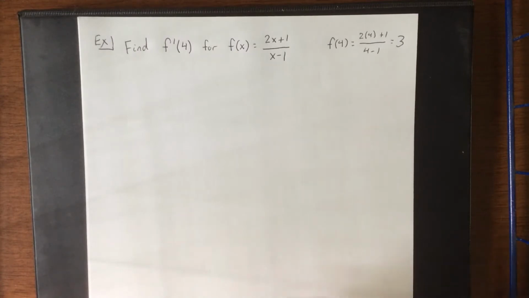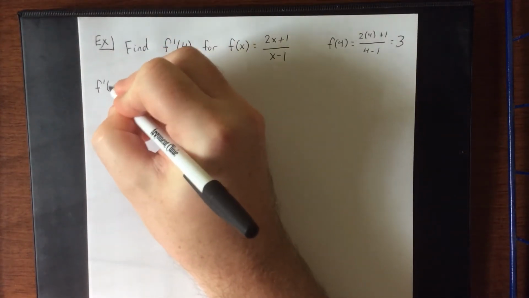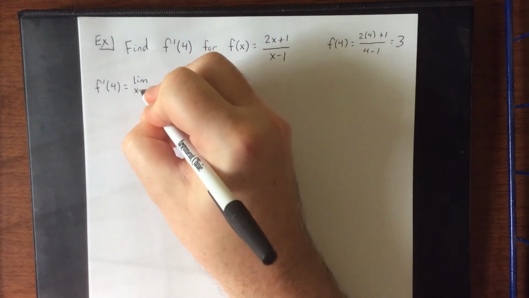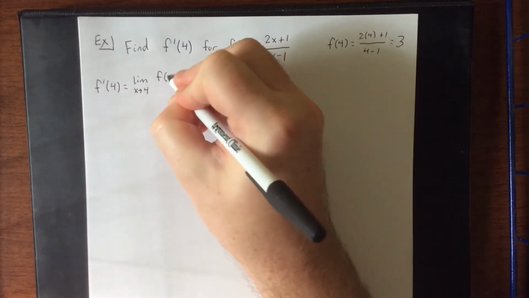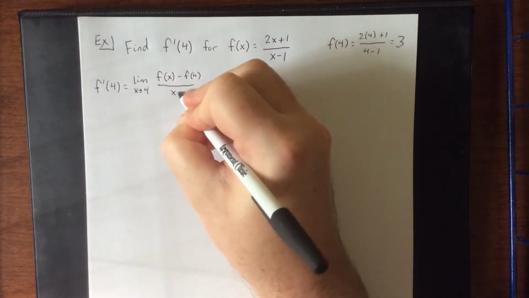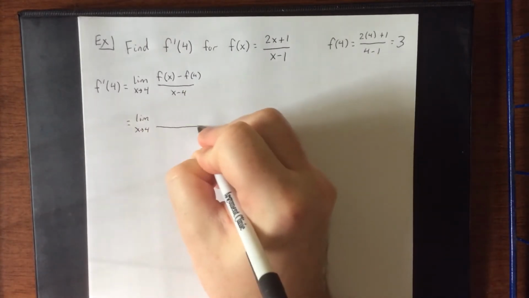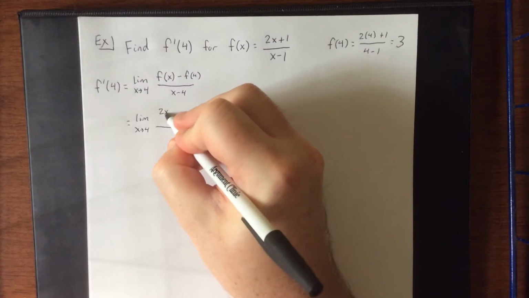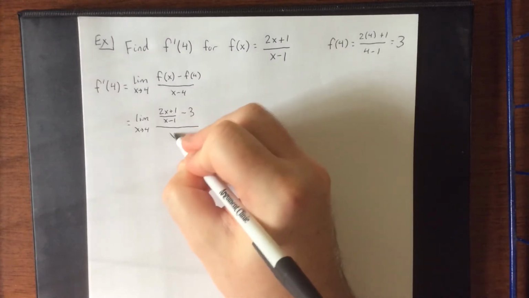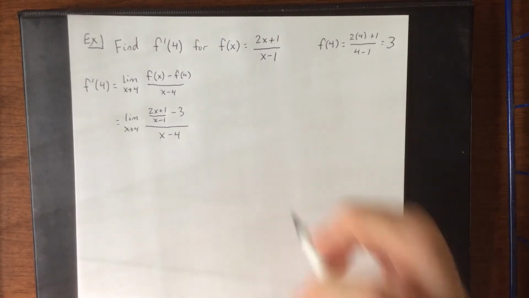Now, like we did in the last video, I'm going to set up both expressions for a derivative, and then we'll make a decision about which one we want to do. So this could be the limit as x approaches 4 of f of x minus f of 4 all over x minus 4. If we do that, that'll be the limit as x approaches 4 of 2x plus 1 over x minus 1 minus 3 over x minus 4. Certainly a manageable limit to evaluate.